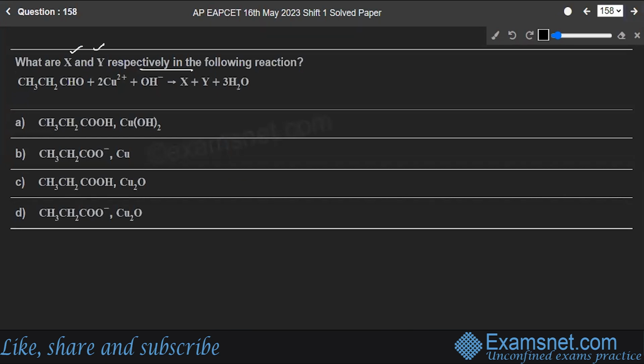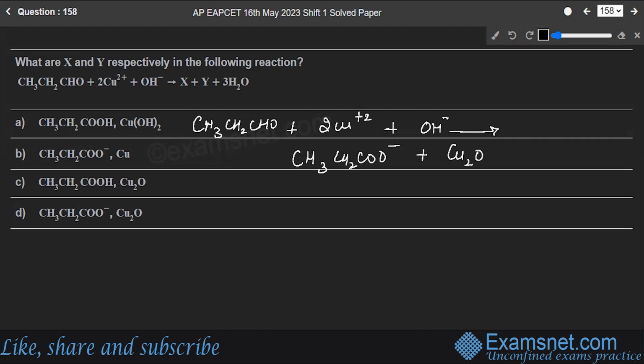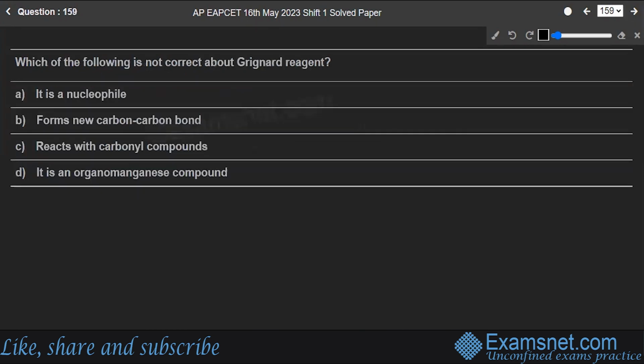What are X and Y respectively for the following reaction? So let's complete the reaction to understand what are X and Y. You have CH3CH2CHO plus 2 copper ions and hydroxyl ions. This on reaction will give you CH3CH2COO negative plus copper oxide plus water. So according to the question, this is your X and Y respectively. Then you have D option as the right answer. Hope you understood. Next is 159.